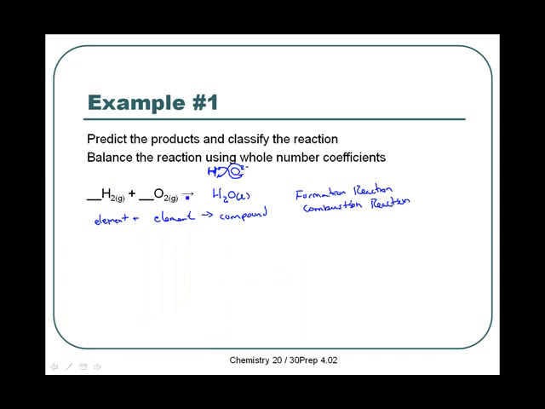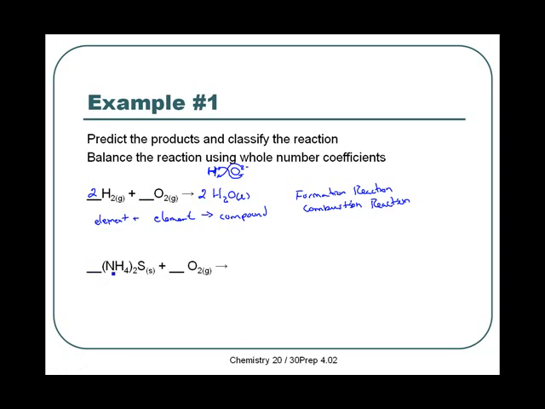And to balance it, we're going to take a look, and we see that we have 2 hydrogens on either side, so those are fine. We have 2 oxygens on my reactant side, only 1 on the product side, so to balance it, we're going to put a 2 in front of the H2O, and because of that, we'll put a 2 in front of our H2 on the other side. So there's our balanced chemical reaction with whole number coefficients.